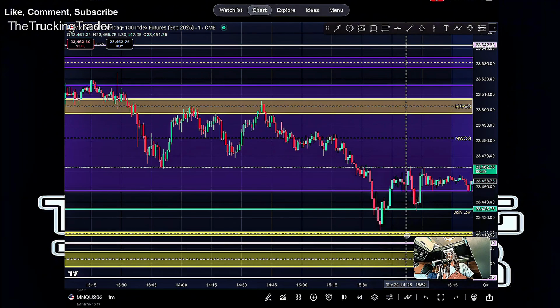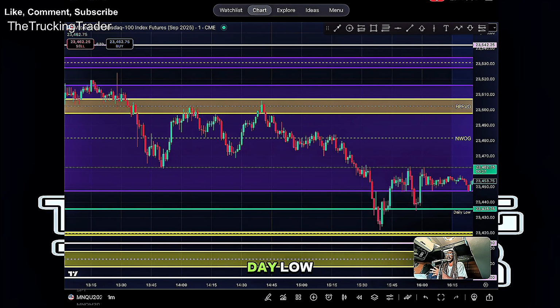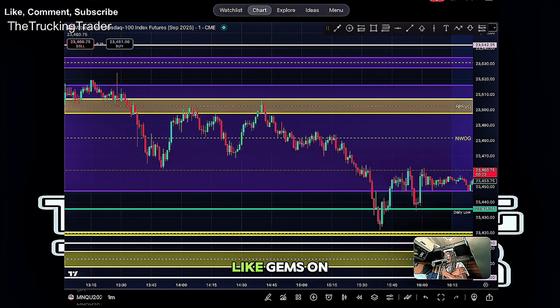But normally, when you have a daily bias, if it breaks out the low first, more times than not, it's not going to break out of the previous day high. And if it breaks out of the previous day high first, more times than not, it's not going to break out of the previous day low. I'm telling you guys this for a reason because that is like gems on gems on gems, right? If you know that, you can really find a lot of good trades.